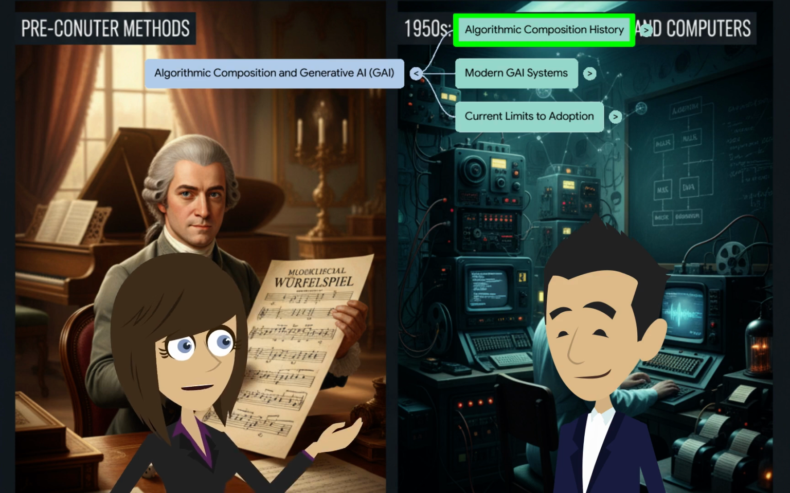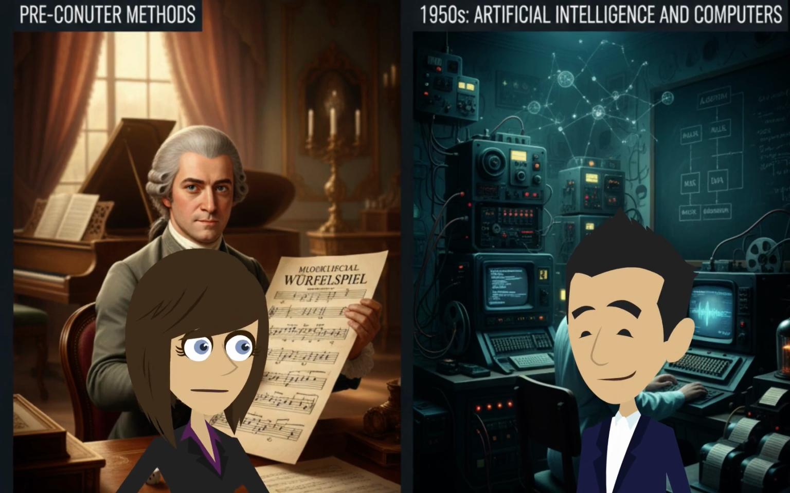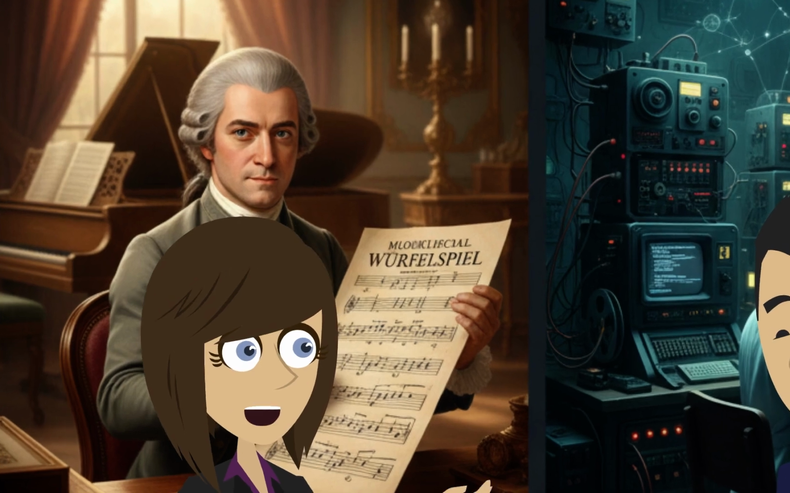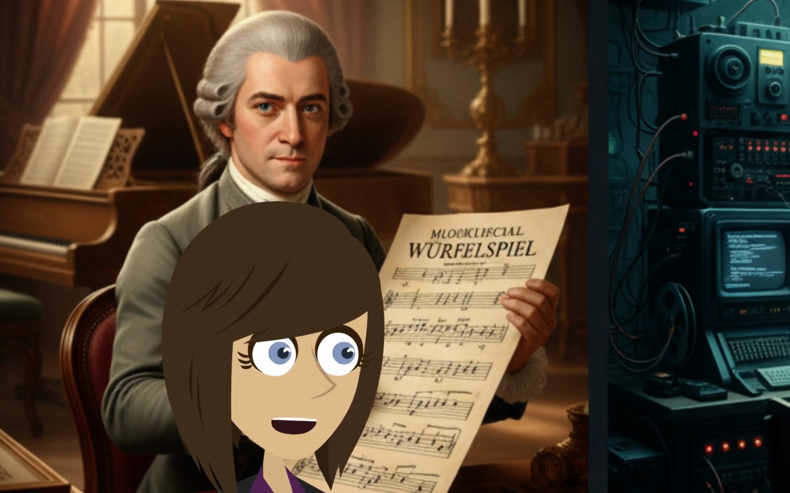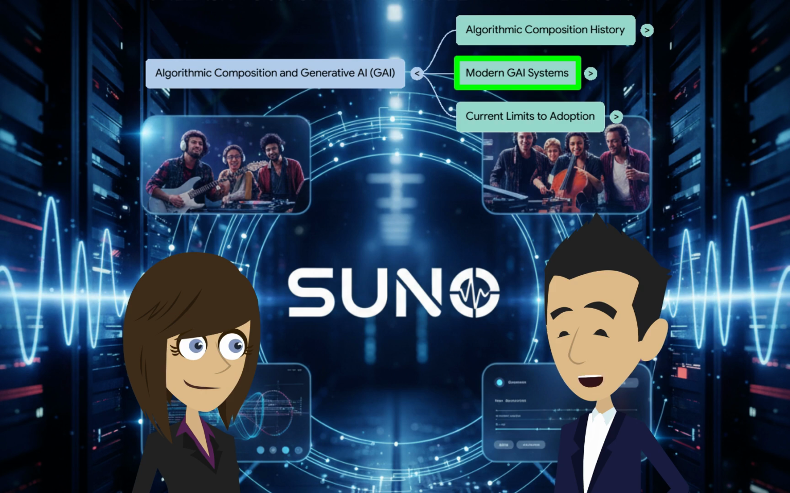Algorithmic composition is fundamentally the partial or total automation of music composition using computers. Historically, this field is rooted in techniques related to artificial intelligence that emerged in the 1950s, even drawing inspiration from pre-computer methods like Mozart's dice games. That seems ancient compared to the generative systems we have now.